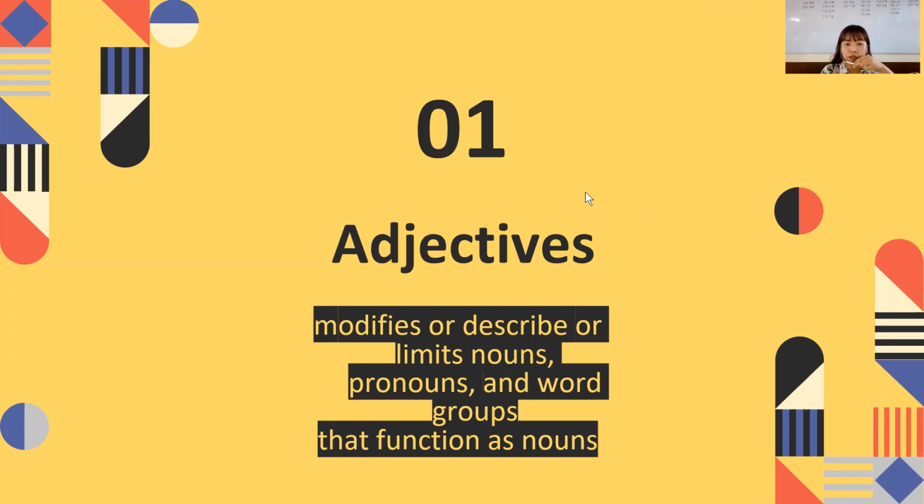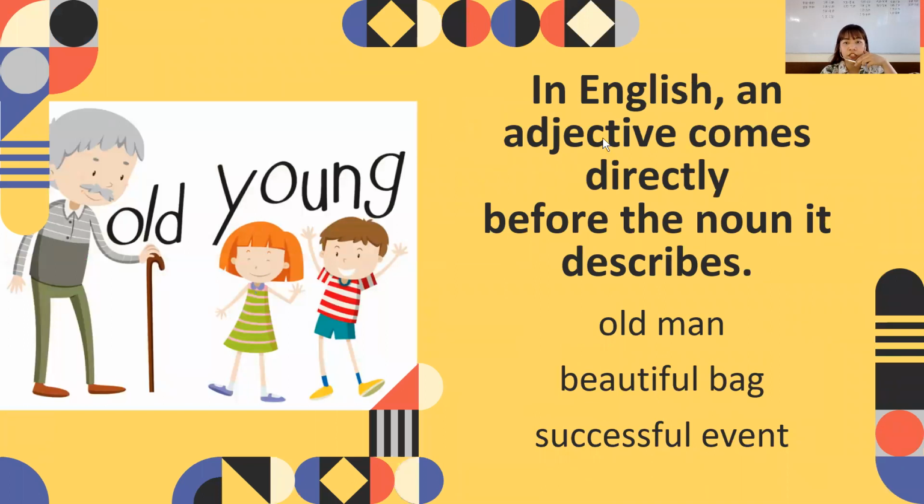So as a review of your parts of speech, adjectives is one of them. Adjectives modify or describe and limit nouns, pronouns, and word groups that function as nouns. In simple terms, adjectives modify or describe your nouns, pronouns, and other word groups which hold the same function as nouns when used in sentences or clauses. For example, in English, an adjective comes directly before the noun it describes. For example, we have the following phrases: old man, beautiful bag, successful event.